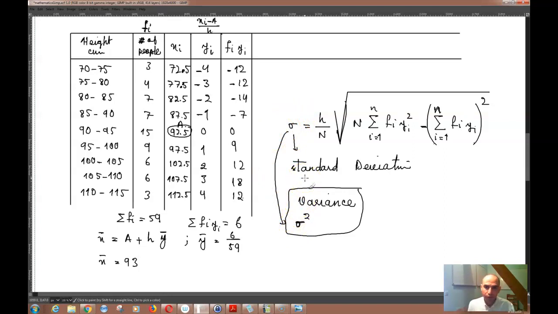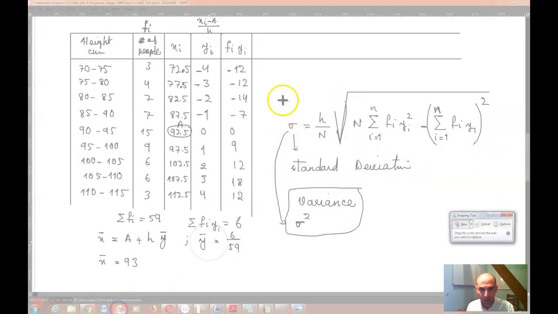So what I'm going to do is, there is not much that I need to calculate here, because I've already calculated sigma f of i y of i, and the only thing that I need to calculate is sigma f of i y of i squared, and that's all that we need to do here. So I'm going to take a screenshot here.